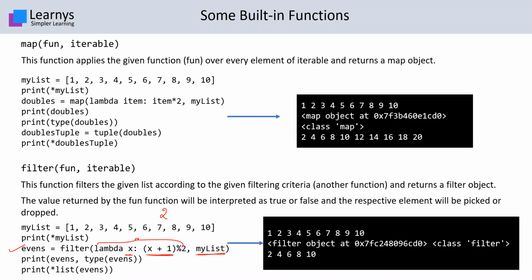This is because if we are considering a value 2, so 2 plus 1 will be equal to 3 and 3 modulo 2 will give you 1. This will return the value 2 to the lambda function, saying that 2 is an even value. Similarly, we are trying to print evens, and the type of evens, it is a filter object belonging to the class filter. Similarly, we are trying to print the values of star list evens. That means you have converted it into a list and now you are using the asterisk sign to print all the values which are even. So this is how you filter all the even values, which is 2, 4, 6, 8 and 10.